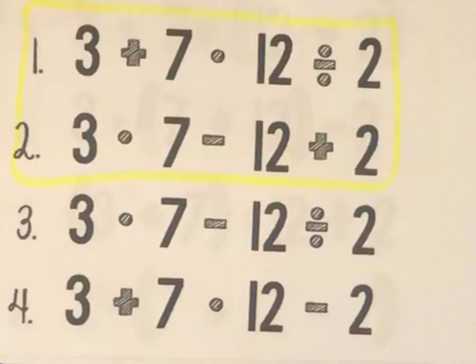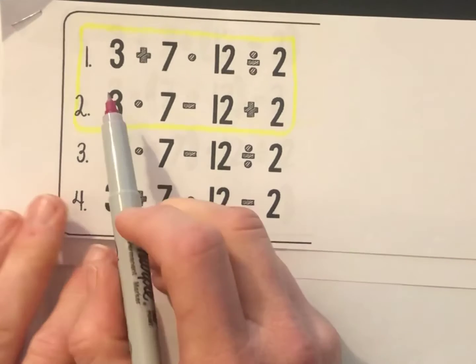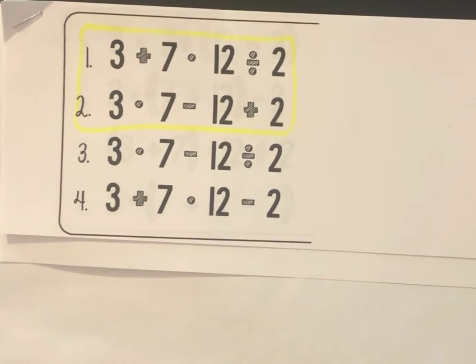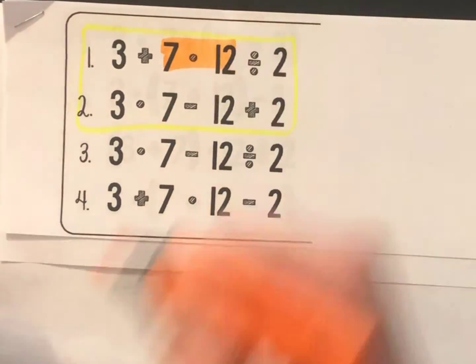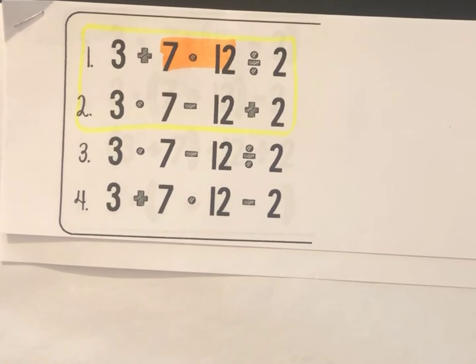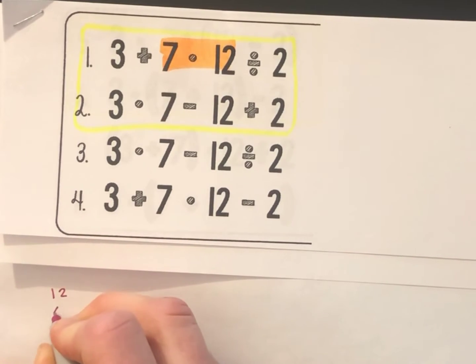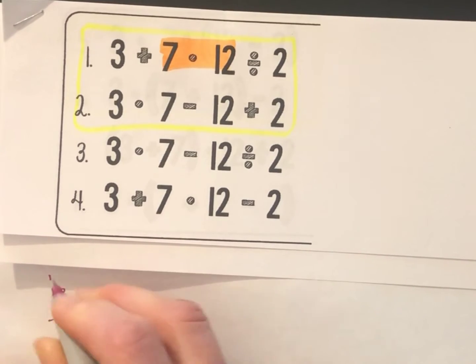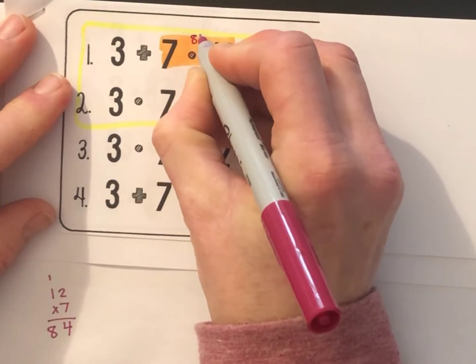Look at the very first one. 3 plus 7 times 12 divided by 2. Of the 3 operations, we do multiplication and division first, and we go left to right. Since 7 times 12 comes before 12 divided by 2, that's what we do first. 7 times 12 is 84. We'll write that up here just to help.